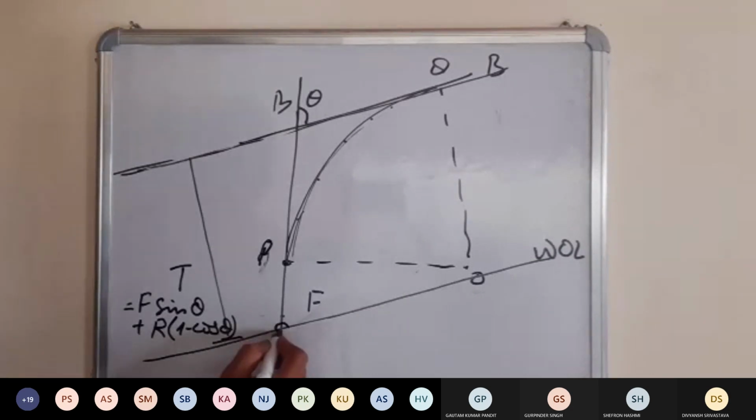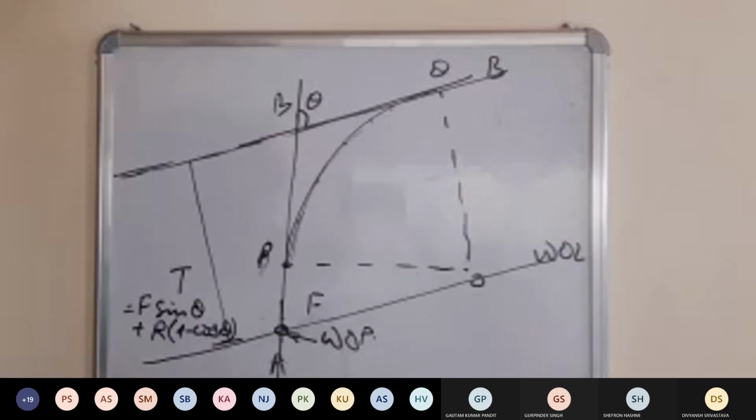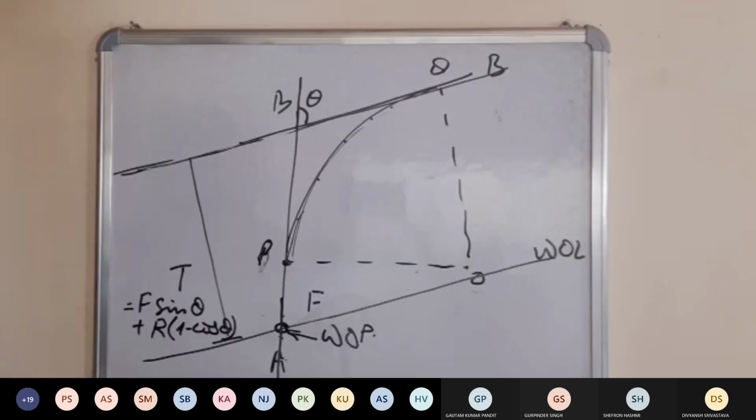where it is intersecting the initial course. Initial course को यहाँ पे कर रहा है. This is the wheel over point. This is where we have to apply the helm. Of course, this distance is f.